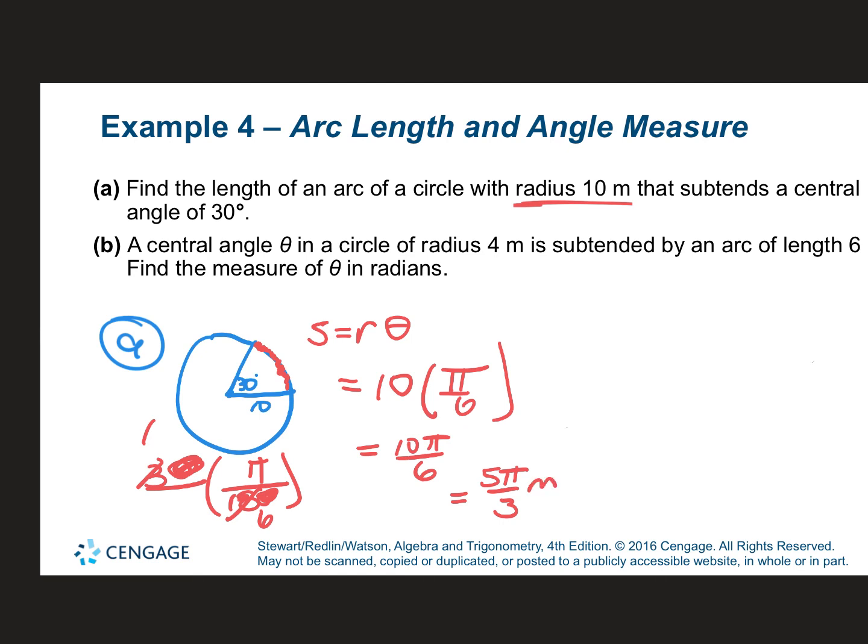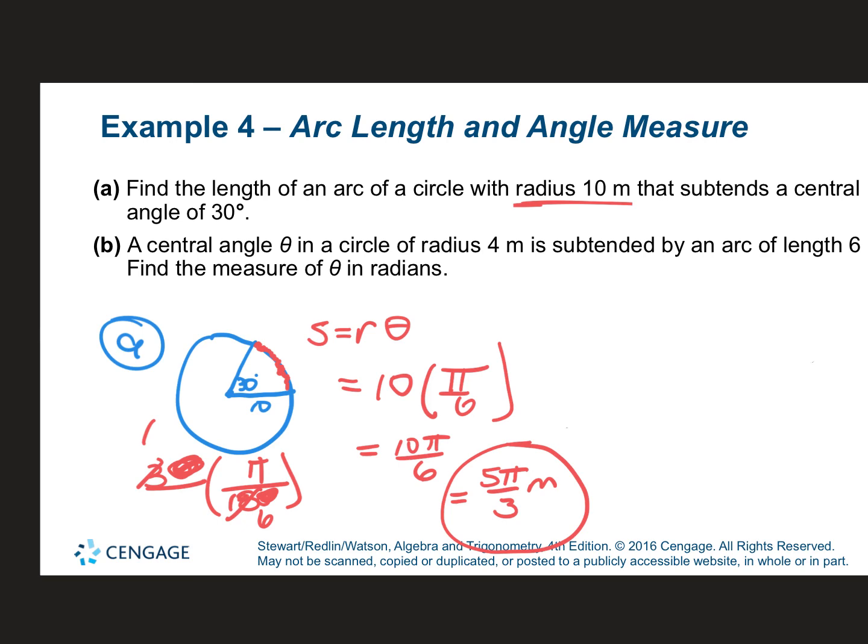If it says round to the nearest whatever, then in your calculator you would hit 5 times pi and then divide it by 3. But if it doesn't tell you to round to something, you leave it in terms of pi. Yes, ma'am. Hold on. Go ahead, Sarah.